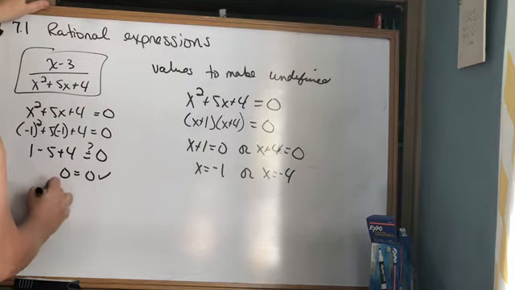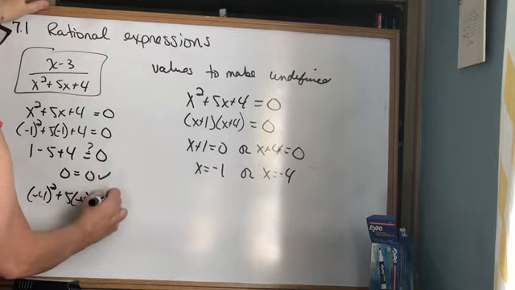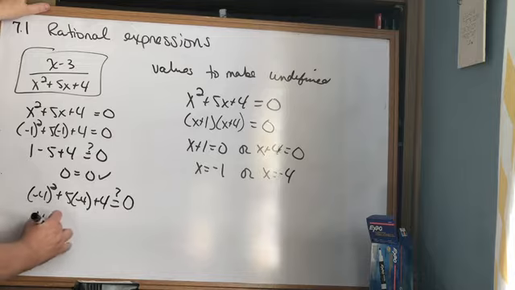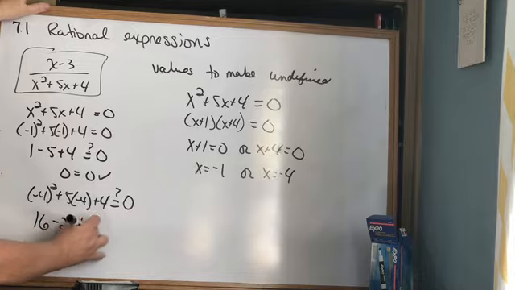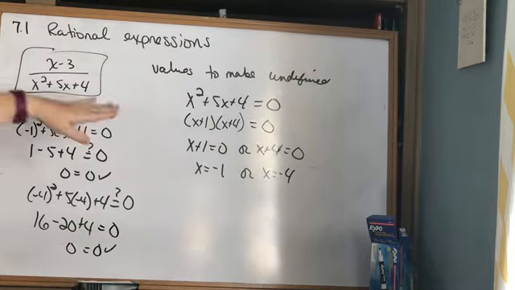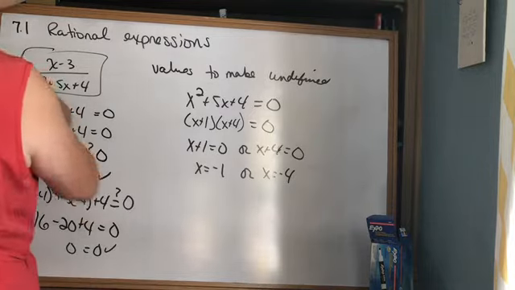We have negative 4 squared plus 5 times negative 4 plus 4. I'm saying it equals 0. This would be 16 minus 20 plus 4. 20 minus 20 would be 0 equals 0. Yes. So both of those numbers work, and they make the denominator 0 and the whole rational expression equal to undefined. Let's try another problem.